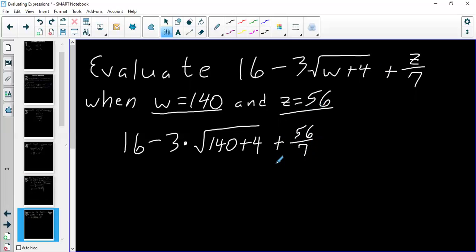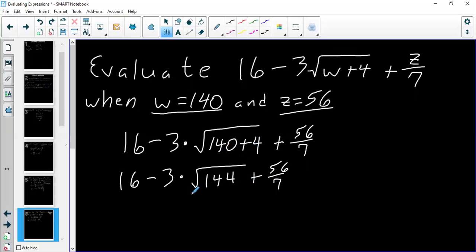All right, so I've got 2 grouping symbols. I've got a square root symbol, and I've kind of got a fraction bar which groups top and bottom, but there's really nothing, they're one term there. So I'm going to focus on this grouping symbol right here. I have to do what's inside the square root first. So all this stuff remains. 16 minus 3 times square root 140 plus 4, 144 plus 56 over 7.